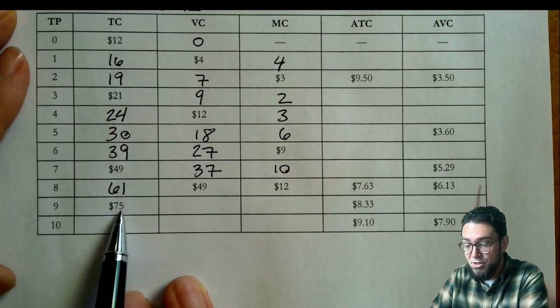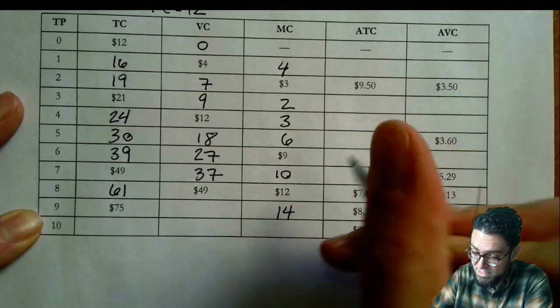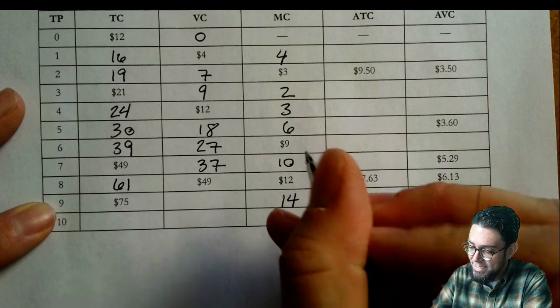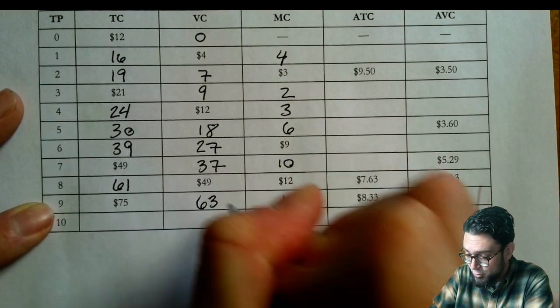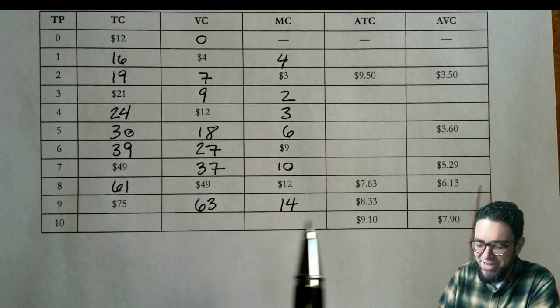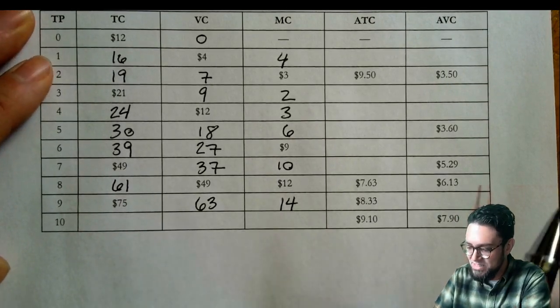Now I've got 61 going to 75, so I know the marginal cost of that ninth unit must be 14. And I can then take 49 and 14 and add them together, and I get 63. I hope that's right, 63. I'm doing all of these in my head, so I know somebody's going to catch one if I've gotten them wrong. 49 plus 14, yeah, that's 59 plus 3, that's 63.